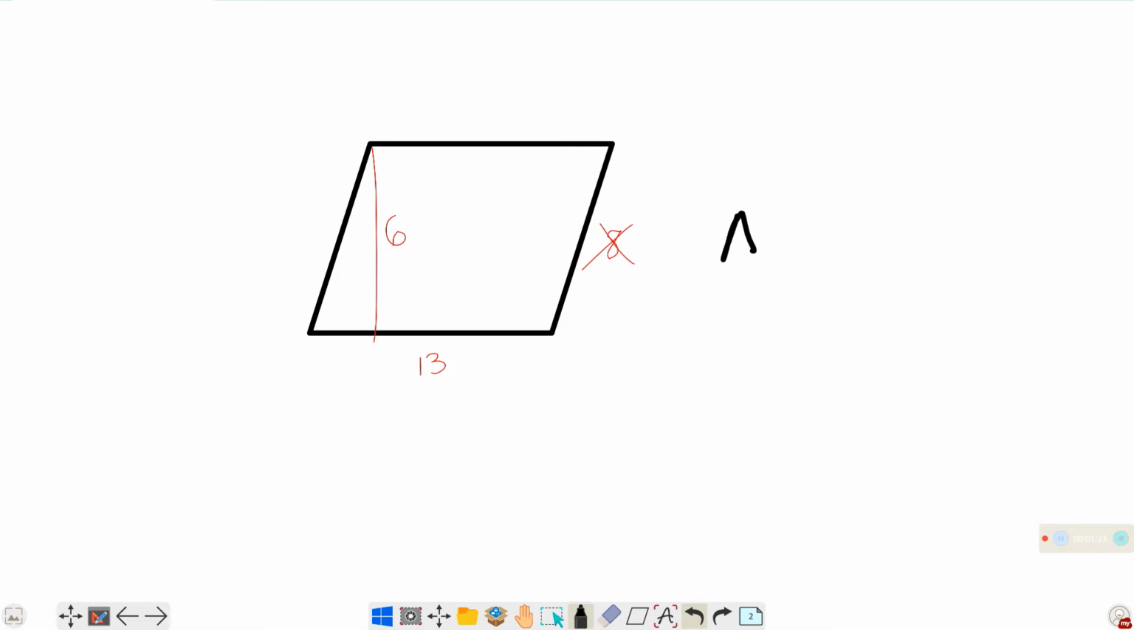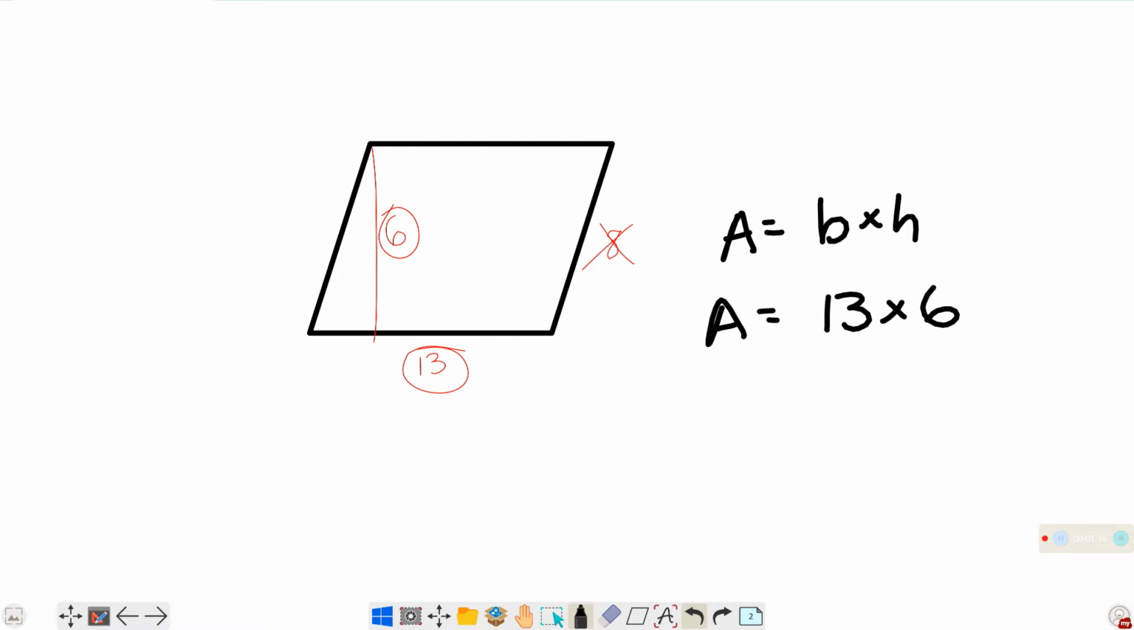The area of a parallelogram is the base times the height. So in this one, our base is 13, and our height is 6. 13 times 6 is equal to 78. Area is a two-dimensional measurement, so we're going to call it centimeters, and we're going to put the 2 to represent that it's 2D, so centimeters squared.